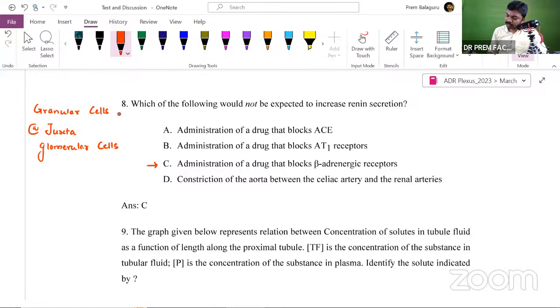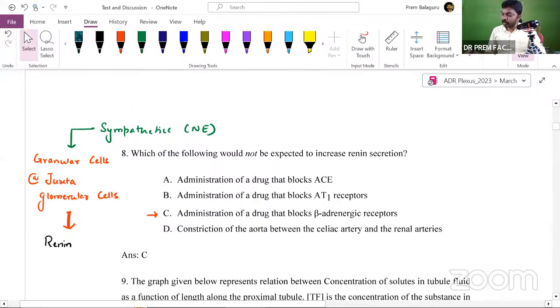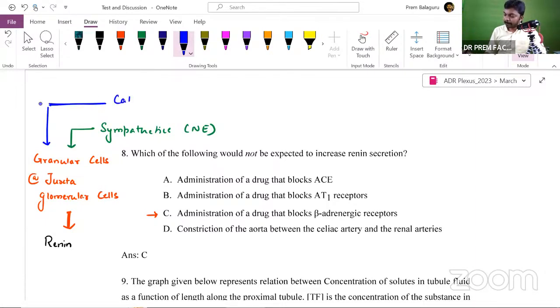Granular cells, also called juxtaglomerular cells, are the cells that produce renin. The granular cells are activated by sympathetics through the neurotransmitter norepinephrine. These granular cells are also triggered by circulating catecholamines, that includes epinephrine or adrenaline, and noradrenaline as well.